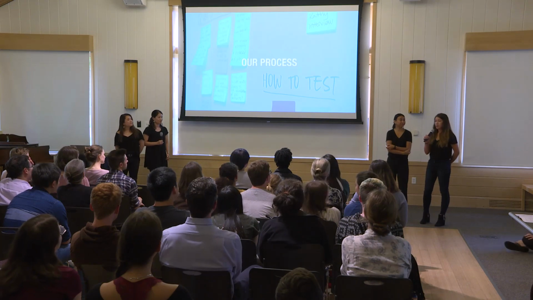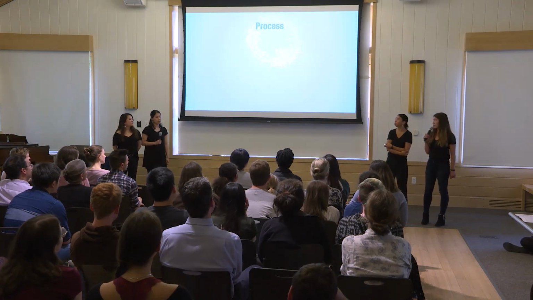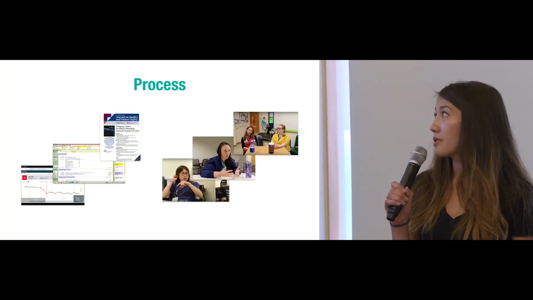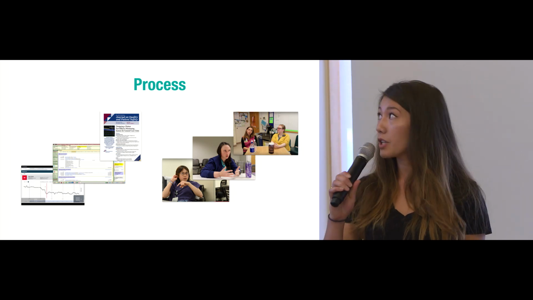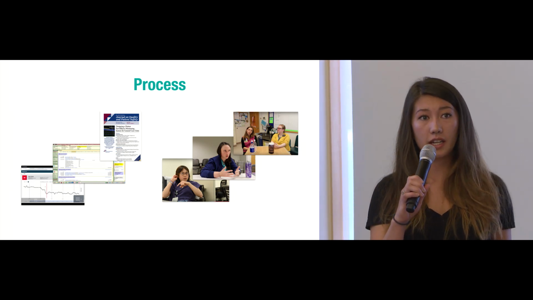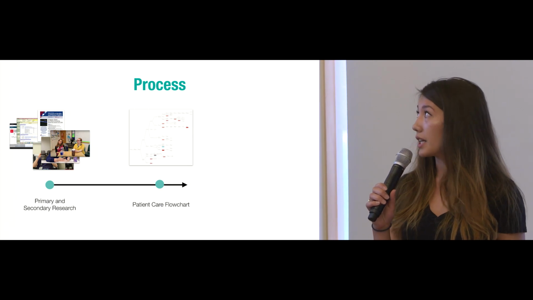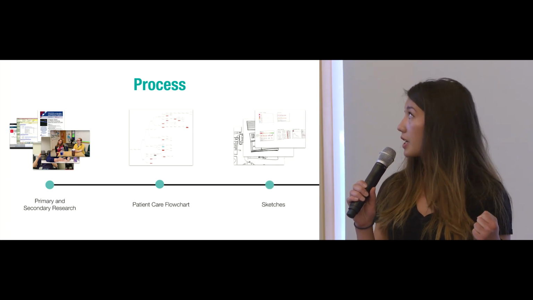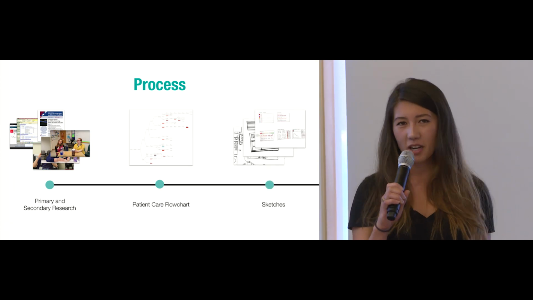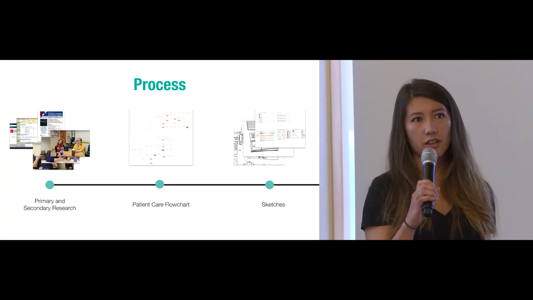So how we got to this point goes back to our research methods with our secondary and primary sources. And we took this information and all the knowledge that we gained and synthesized to create our own patient care flowchart, which maps out the different hospital workflows as well as relevant events related to our challenge. We then took this information and put some sketches to the paper and came up eventually with a digitized version of this as our first prototype.